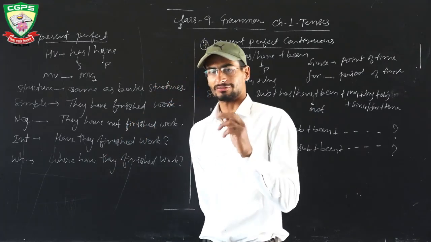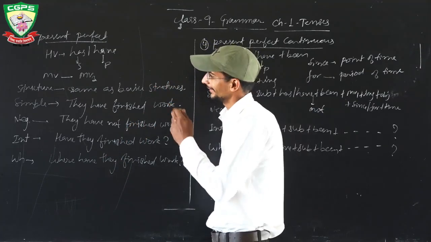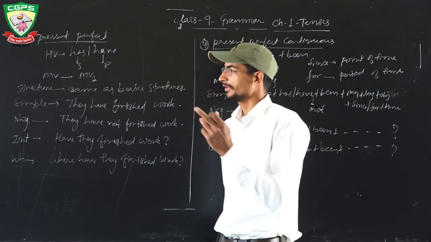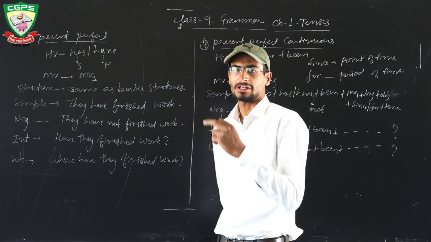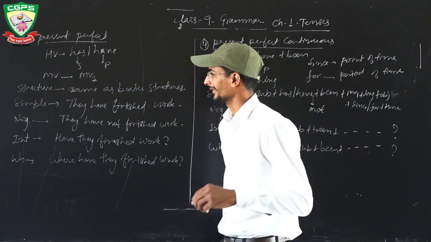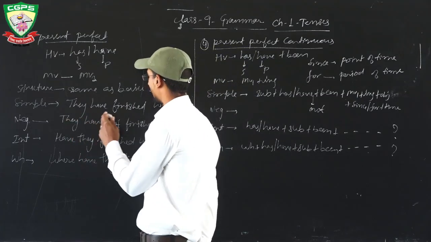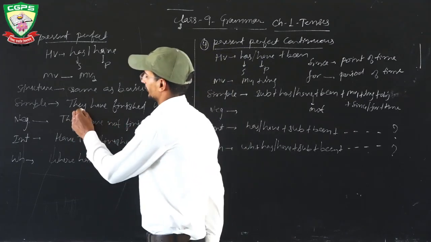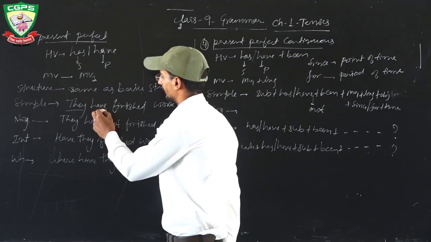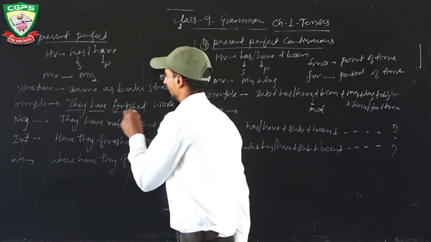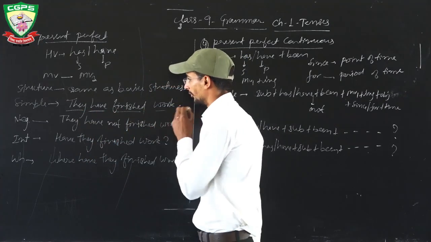जो basic structure होती है basic structure के according इसका जो structure होगा have verb है जो है आ जाएगा, main verb की जगह main verb third form लिखा जाएगा, बाकी structure same है. Simple sentence: they have finished work. They is plural subject, so helping verb is have, main verb third form finished, work is object.